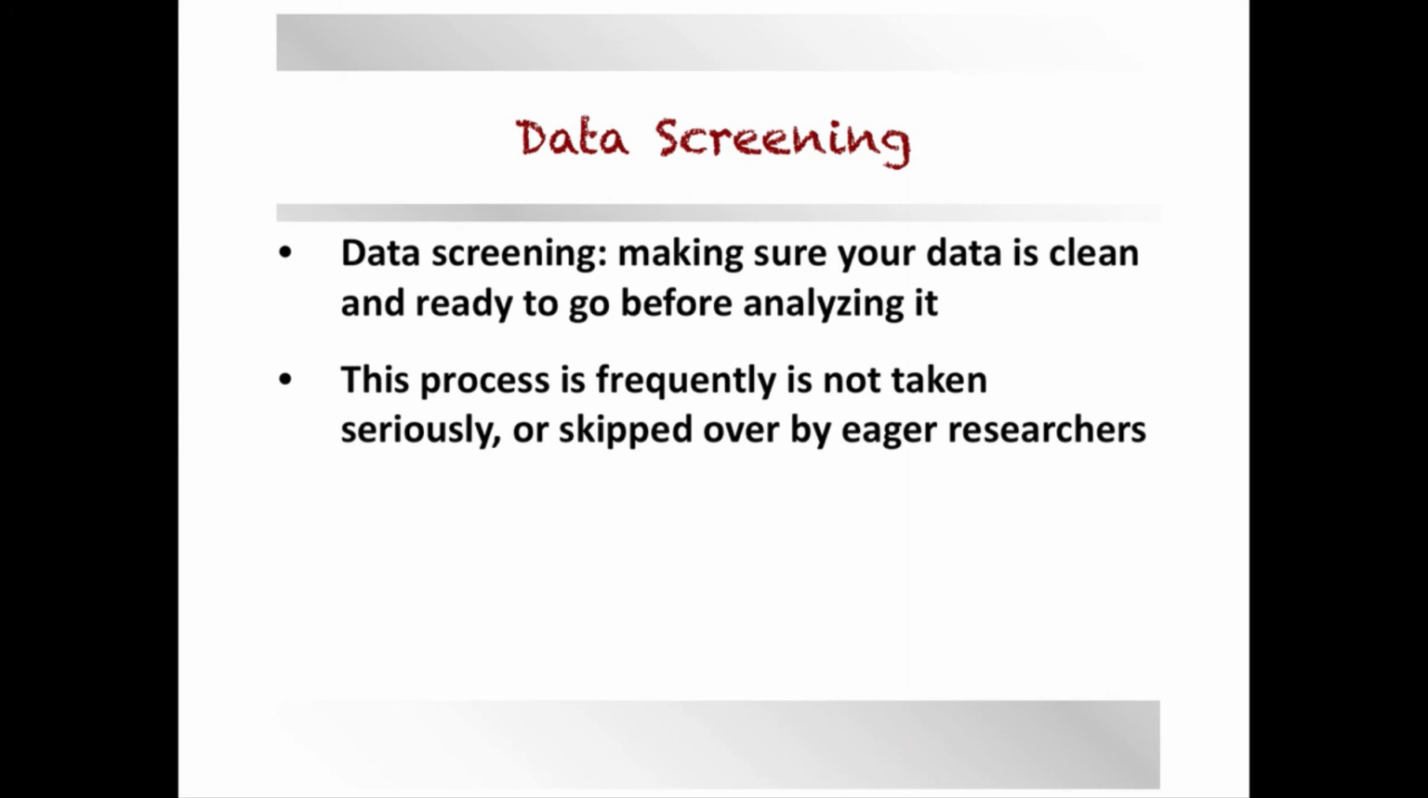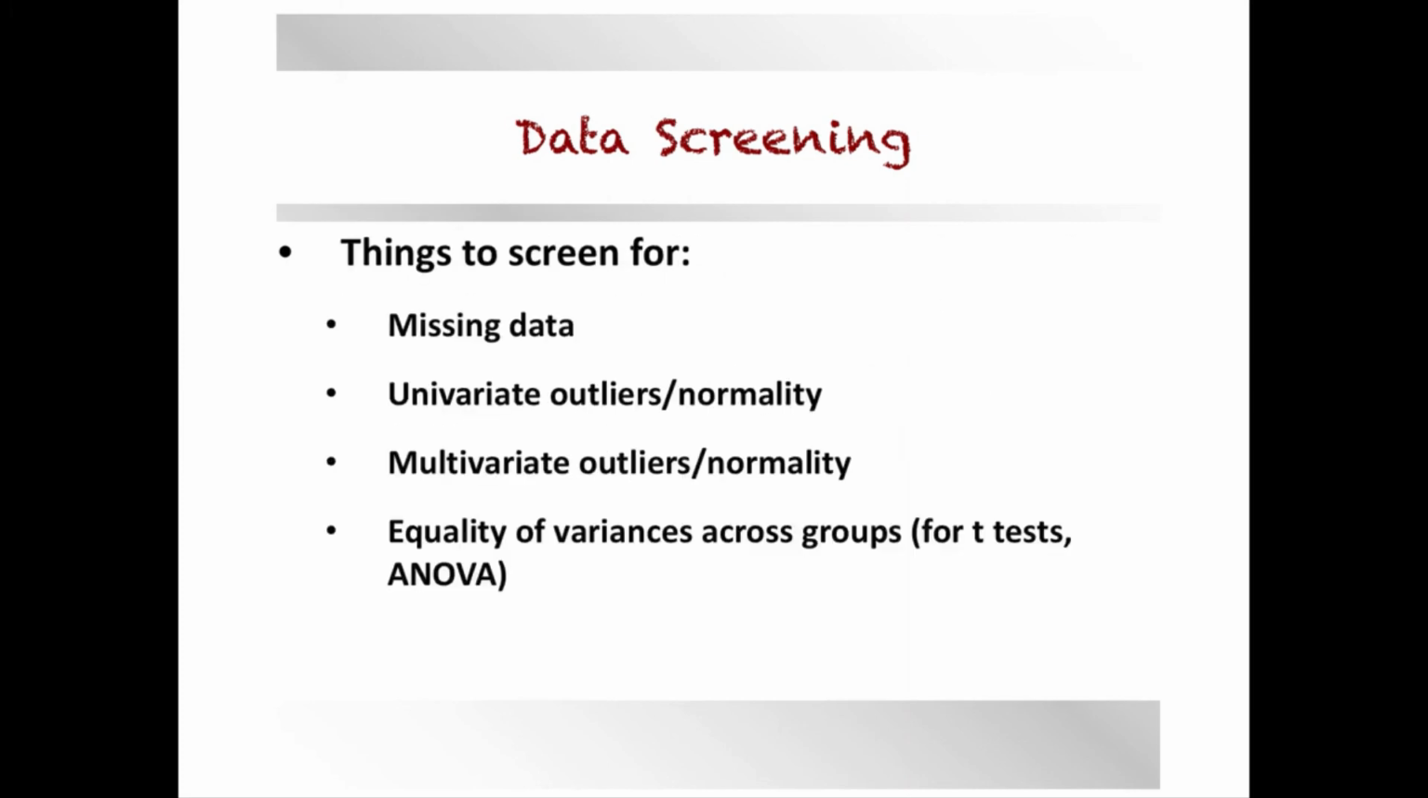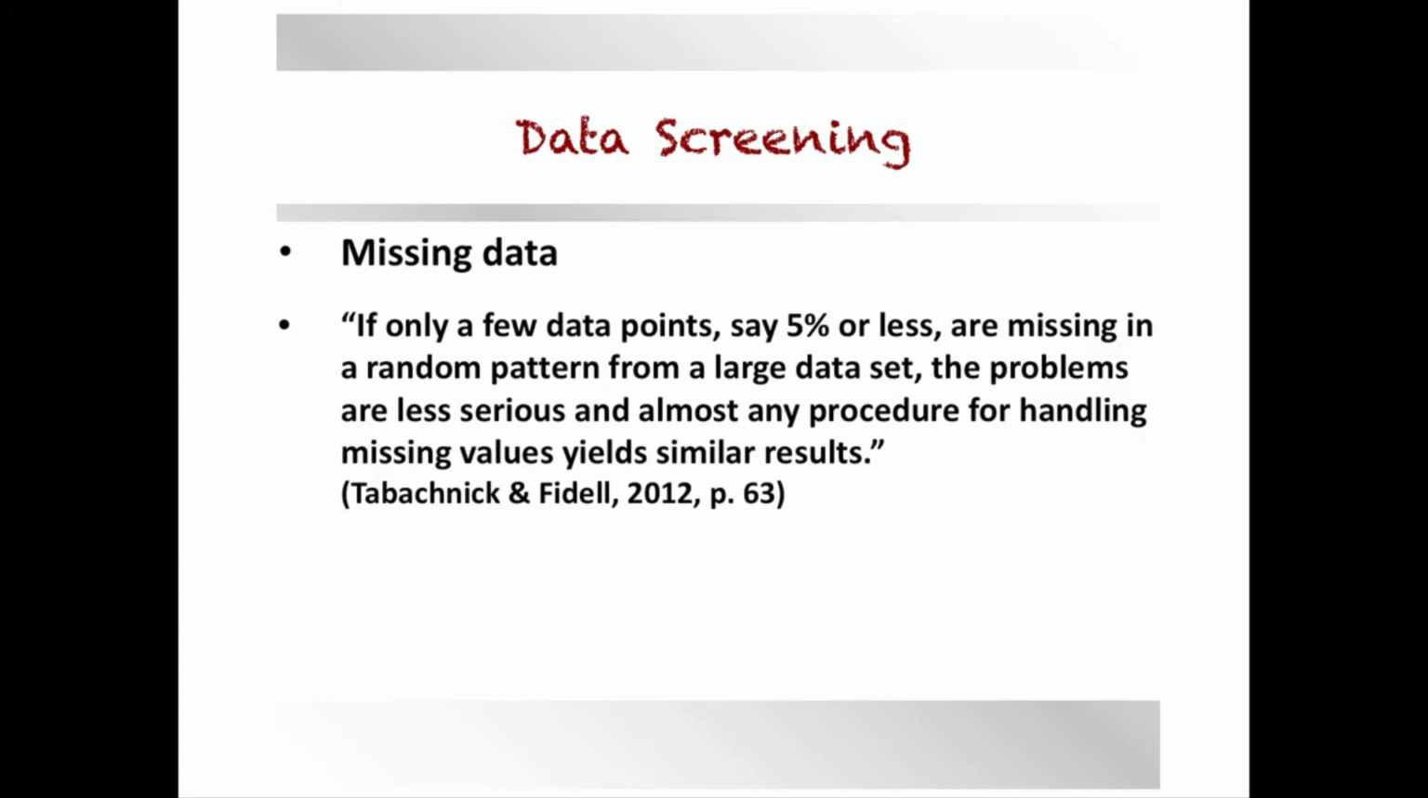You just need to look at your data before you jump in and start analyzing it. And so there are some things to look for. Missing data we'll talk about in a second. Univariate outliers: a univariate outlier is an outlier that exists in one column of your data set only. That's the thing that's most often screened for. But multivariate outliers are also important to screen for, especially in larger data sets. And then the equality or homogeneity of variance assumptions need to be tested or evaluated when you're comparing multiple groups, as in a t-test or an ANOVA. So that's what's on the agenda for this video.